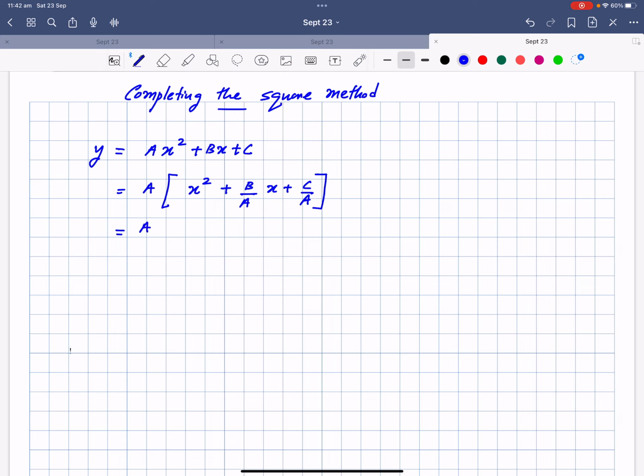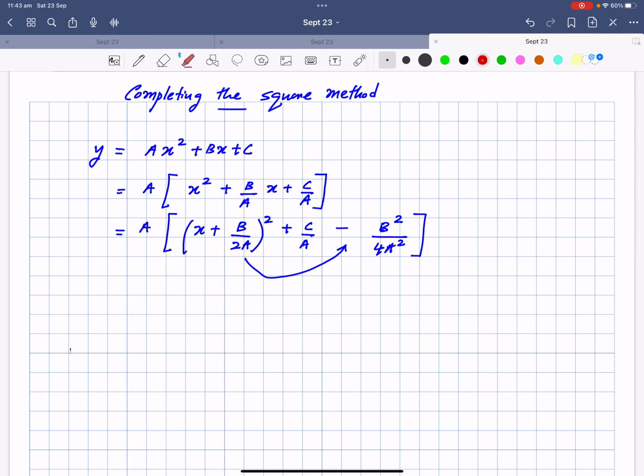Then what you do, inside the bracket, you do the factorization. So it should be x plus the coefficient b divided by a, divided by 2. So it's going to be b divided by 2a. Right? And then you copy c divided by a. Then minus, always you minus it, the square of this term, which is b squared divided by 4a squared. Close.